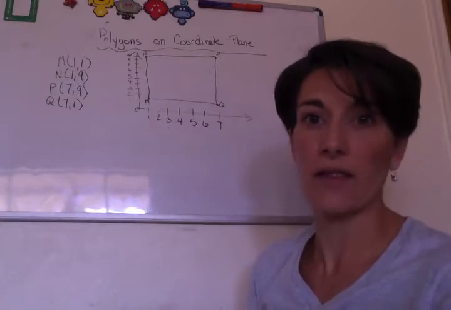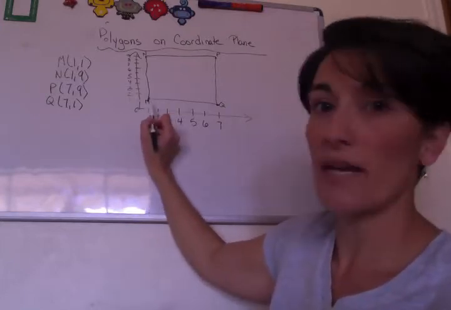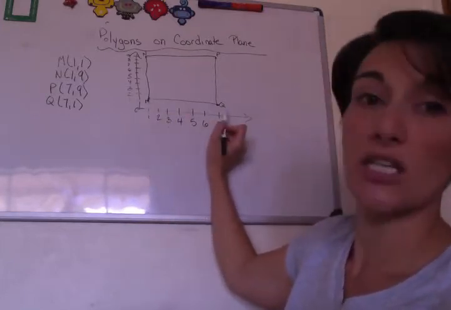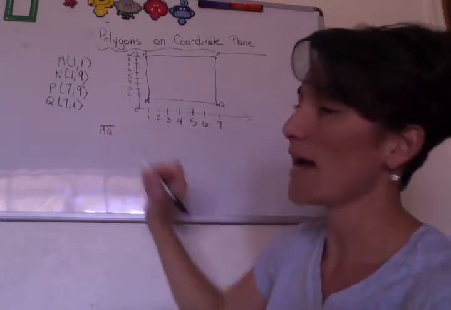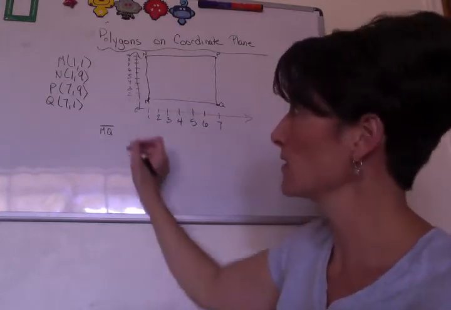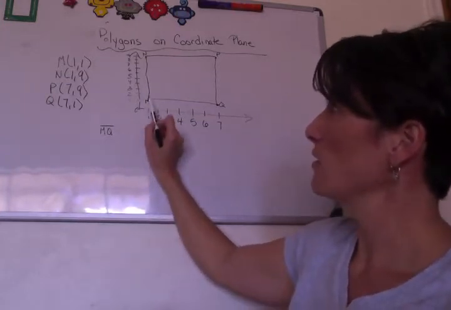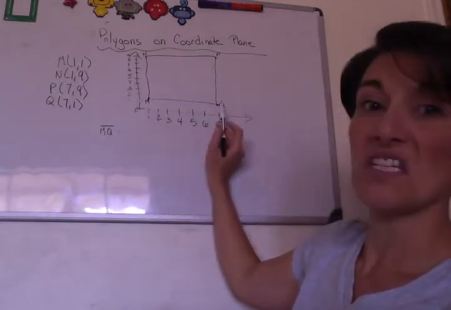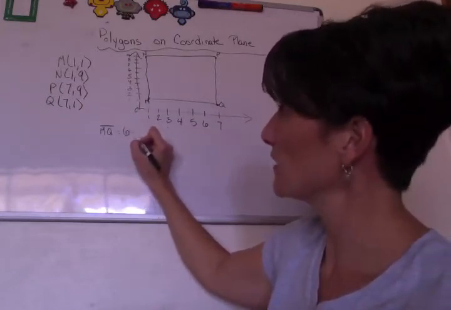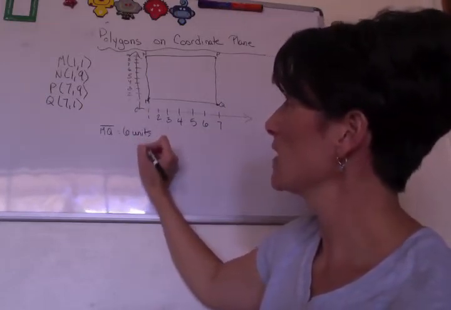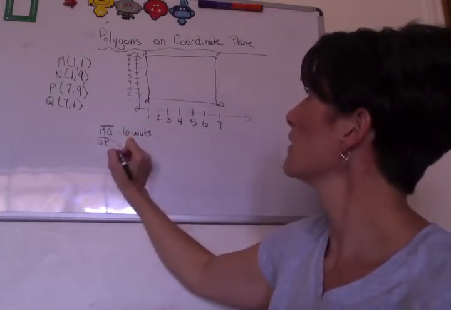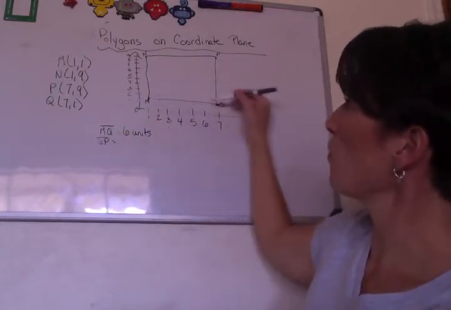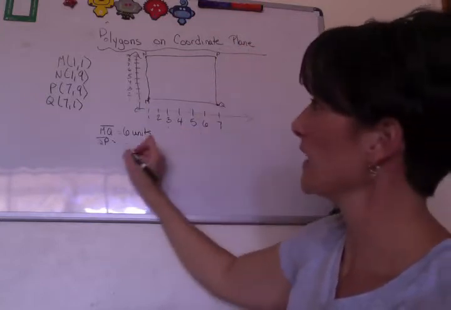So we need to figure out the lengths. I'm going to look at my dots. I see that M is connected to Q. So how I write it is I write M, Q, and then I put this line over it, which means line segment. And I'm just going to see from 1 over to 7 is 6. So it's 6. We'll just call it units. Then I'm going to see that Q connects to P. And I see here we go from 1 all the way up to 9, so that's 8 units.